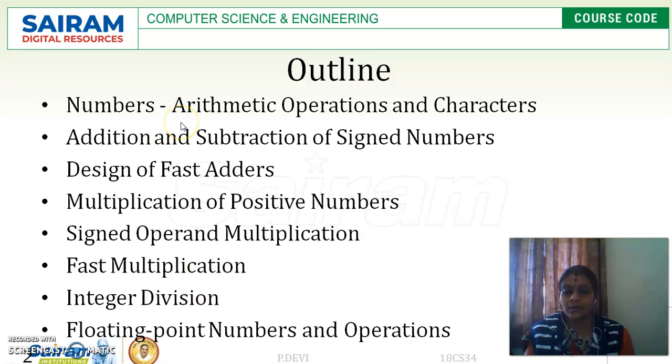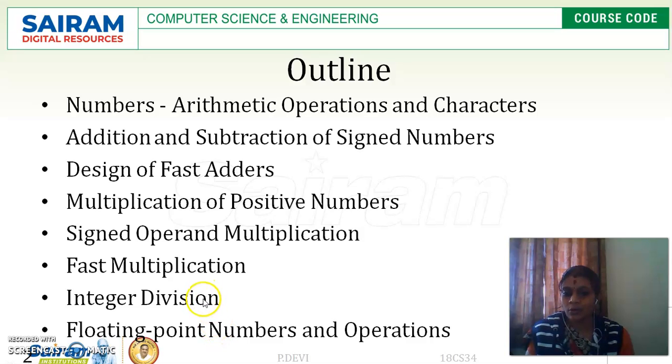The very first thing is what numbers are and what different operations we can perform. The next one is addition and subtraction of signed numbers. Then the design of a fast adder, otherwise called a carry lookahead adder. Next, multiplication operations. We have two different types of multiplication: one is unsigned numbers and the other is signed numbers. Unsigned is positive numbers, then signed number multiplication and fast multiplication. Finally, we have the division part, then the floating point operations and the number system.